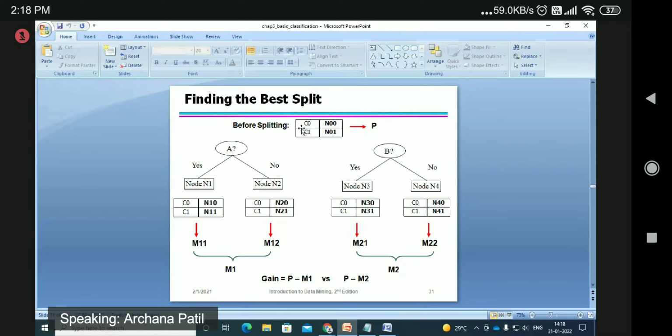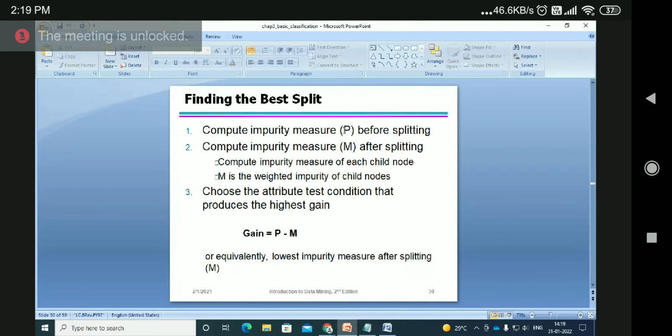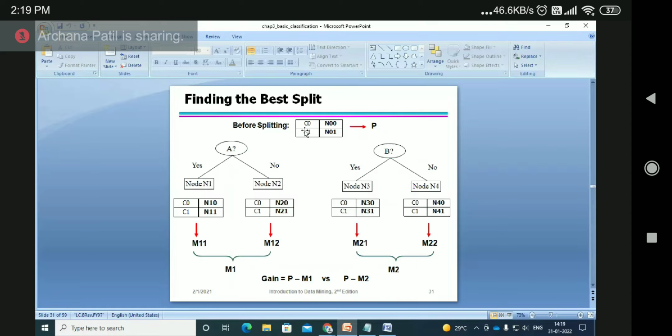At the root node, I have instances, few of them belonging to class 0 and few of them belonging to class 1. Say N00 says the number of instances belonging to node 0 and class 0, N01 the number of instances belonging to node 0 and class 1. This will help me to find out what is P. Okay, these values will help me to find out what is P.